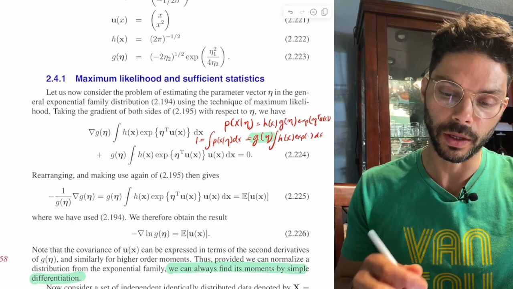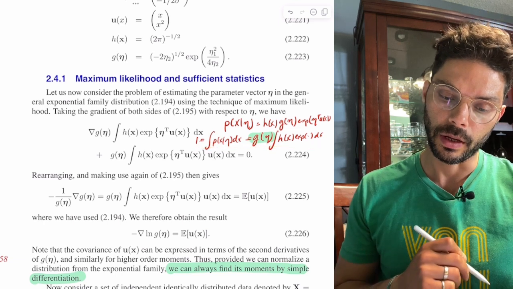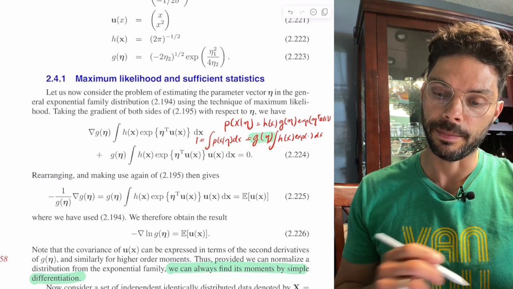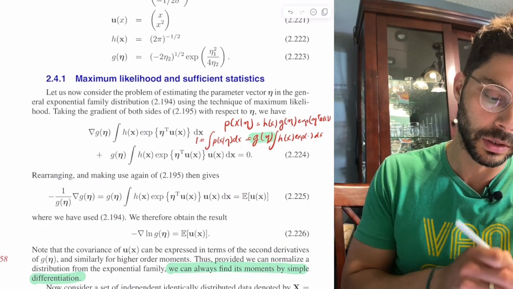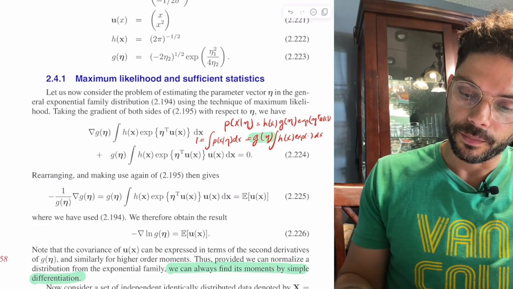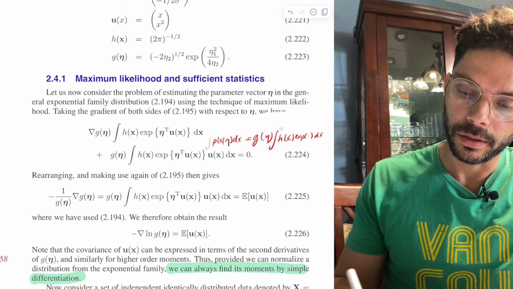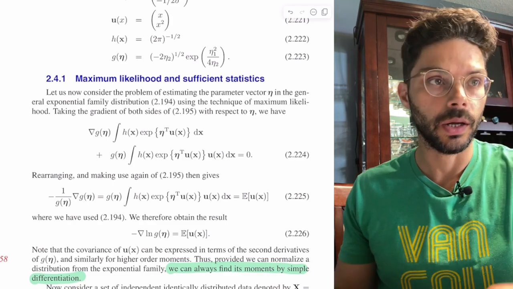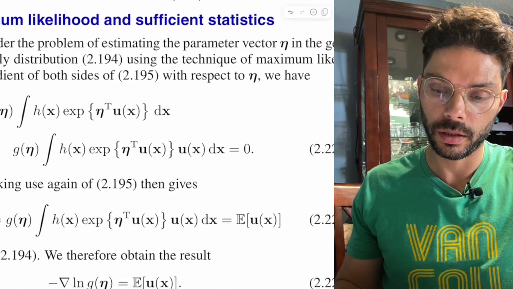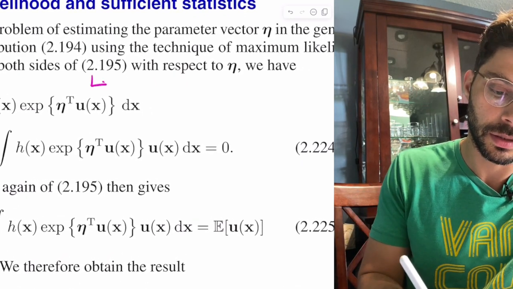Okay, so all we're going to do is differentiate both sides of this expression with respect to eta. So what's that going to do? Let me write it more nicely. Now I will zoom in so we have a bit more room. Okay, so this thing, what is that?